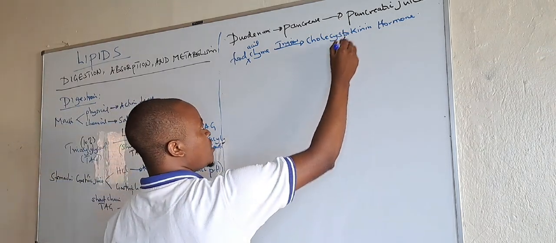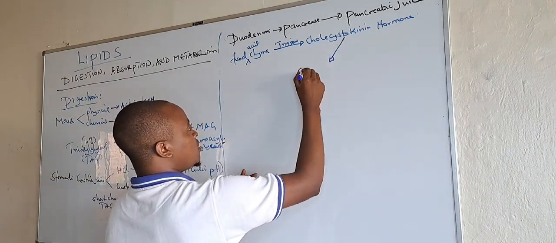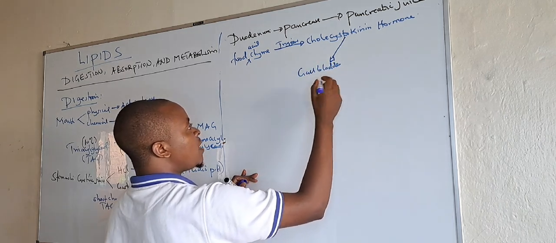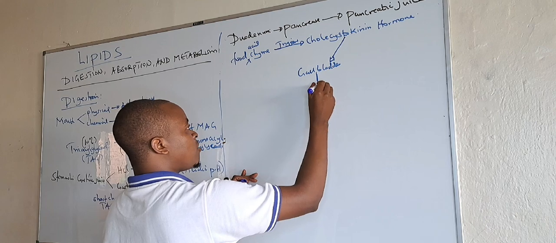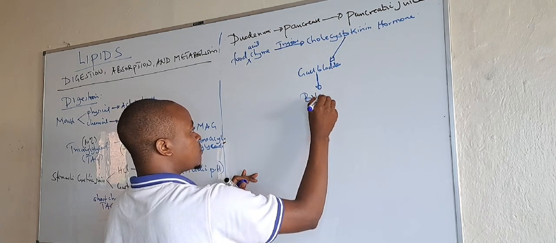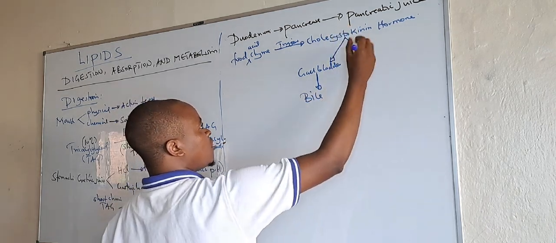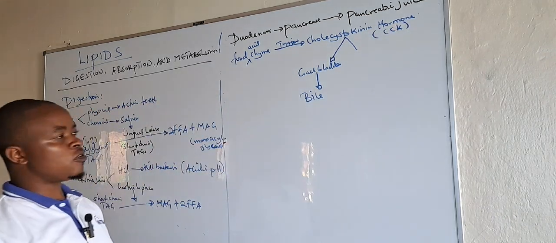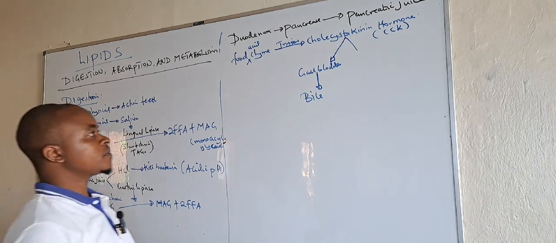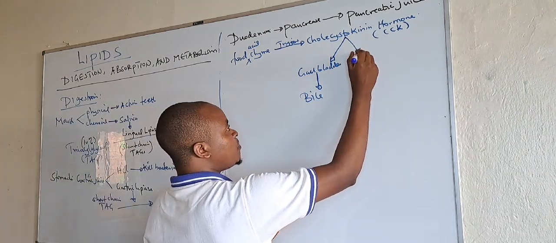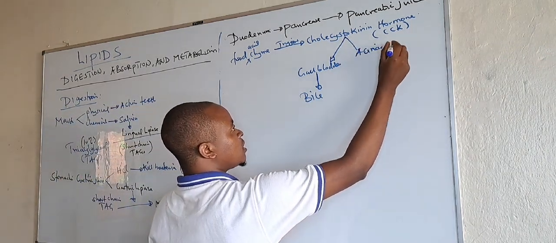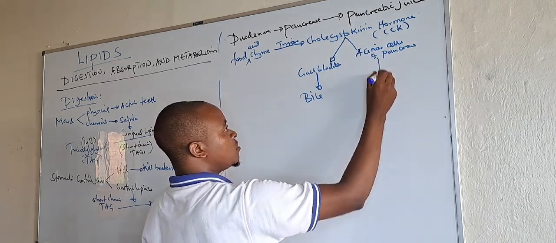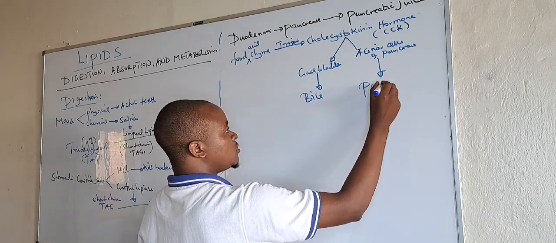Cholecystokinin goes to the gallbladder, and in the gallbladder, it stimulates the gallbladder to secrete bile. Then another function of the CCK hormone, this hormone abbreviated as CCK: it goes to the acinar cells of the pancreas and stimulates them to release pancreatic juice.